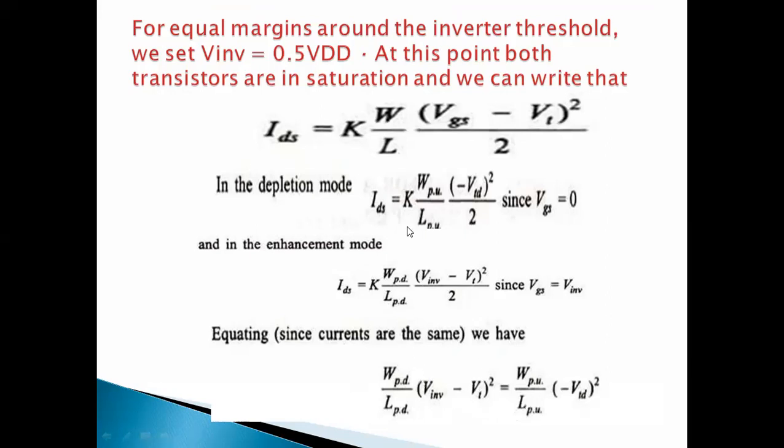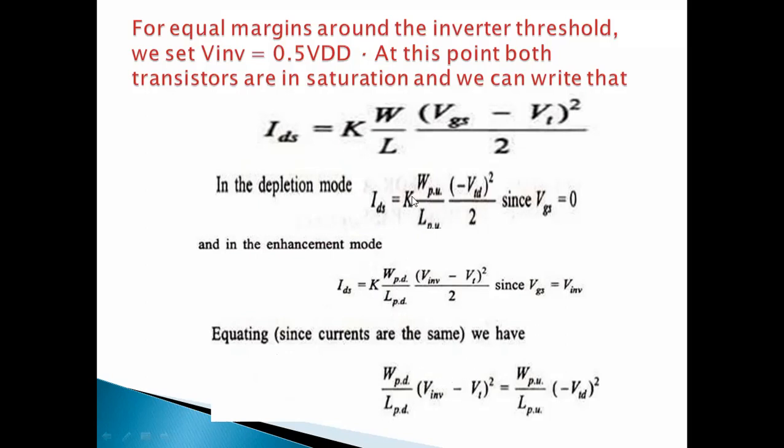That is, both the output currents, the IDS, are equal. We have to equate these two right-hand side equations. The left-hand side is the same for both the enhancement and depletion modes. Equating them, since the currents IDS are the same, we have that.